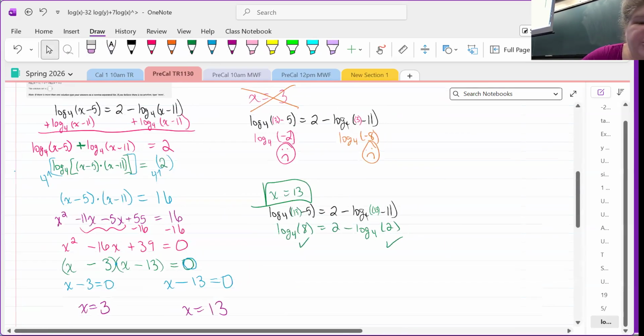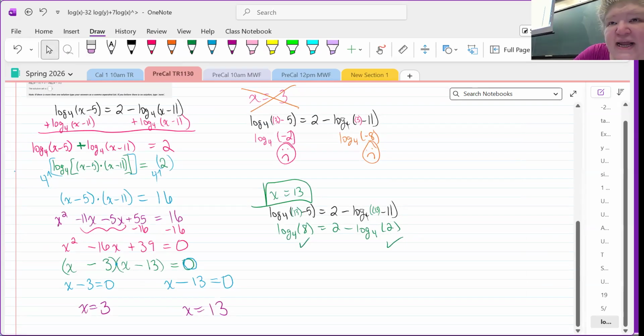So this equation only has one solution, x equals 13. X equals 3 is excluded because it's not part of our permissible domain. When I try to plug it in, I get bad math that I can't evaluate. So all of our math here was correct. We did all of the algebra. We used our pre-cal skills. All of this was correct.